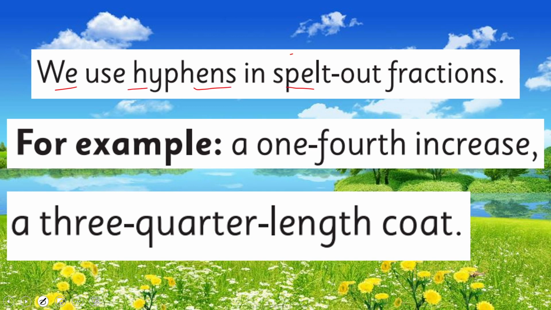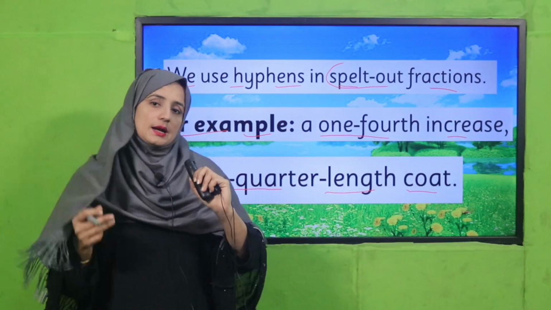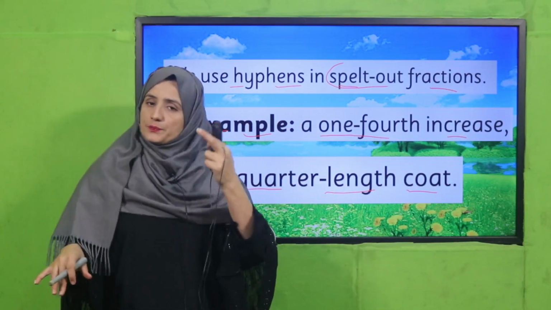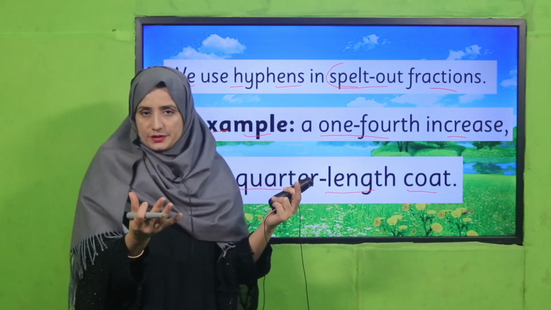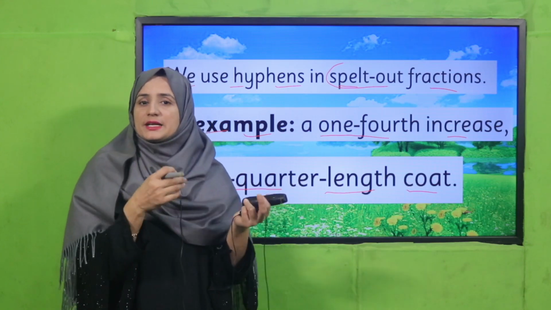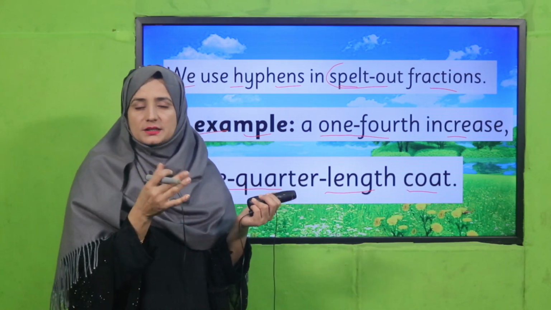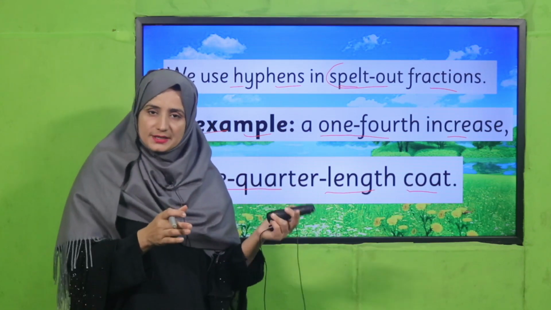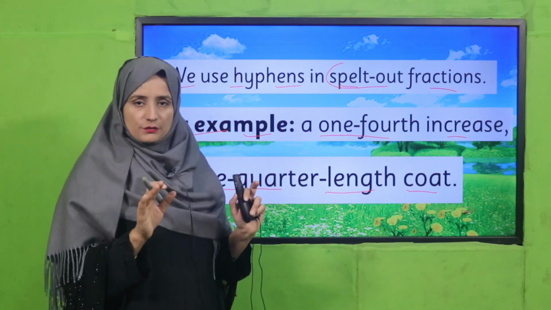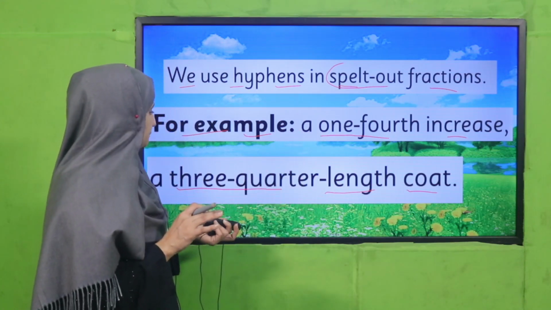We use a hyphen in spelled-out fractions. For example, a one-fourth increase, a three-fourths length coat. So what is a fraction, my dear students? It is like some part out of 100, something out of 100. It can be like 10%, 5%, anything. Something out of 100 is called a fraction. Have you got that?